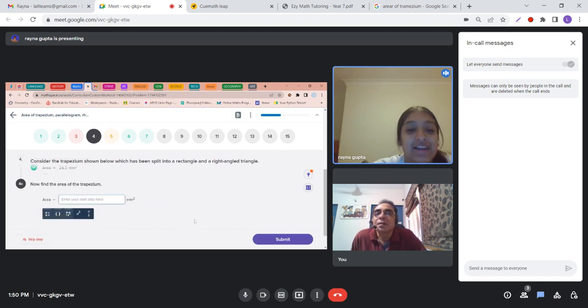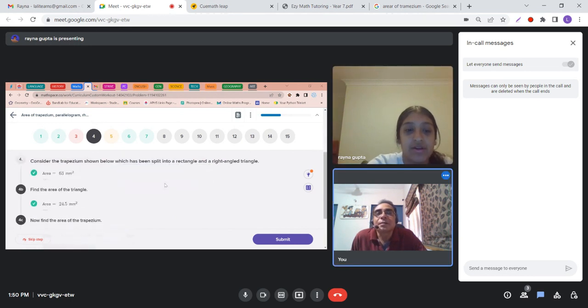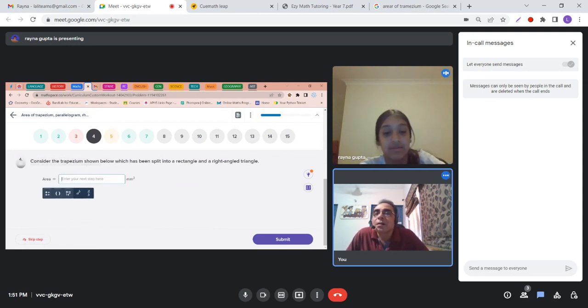To find the area of the trapezium, did you just add the two together? Yes, because nothing is overlapping, so only add it. 87.